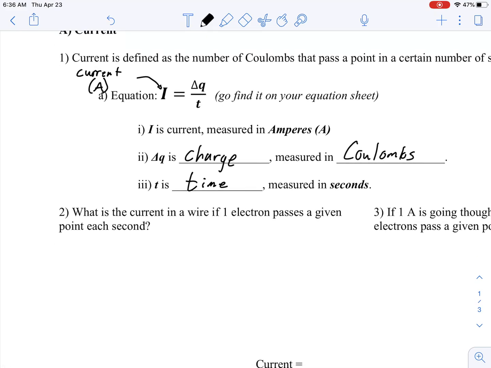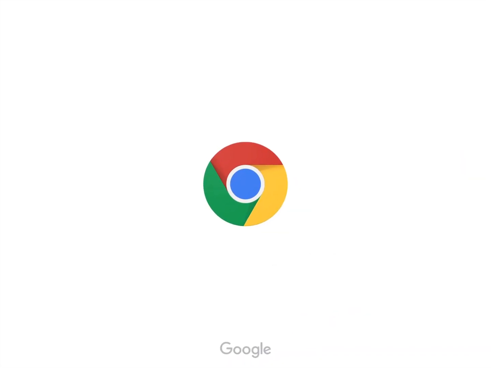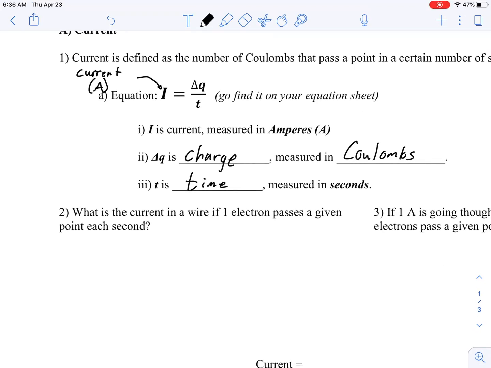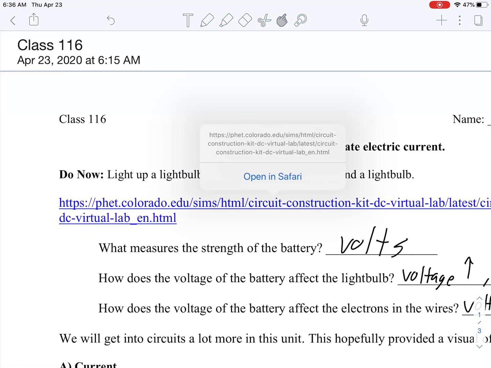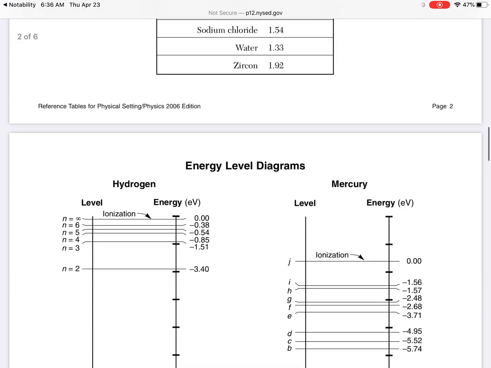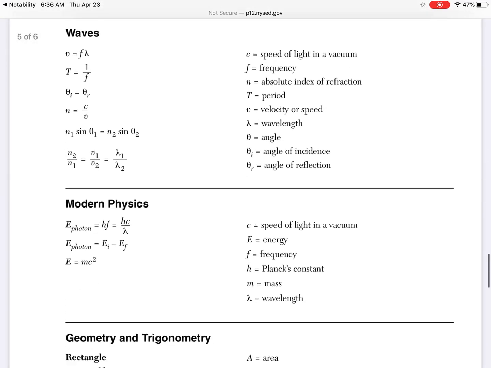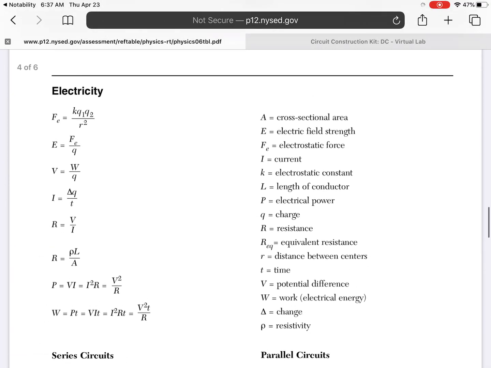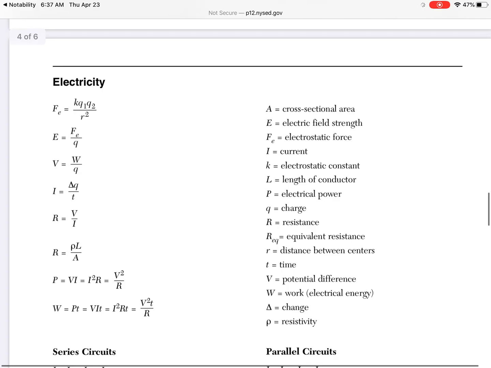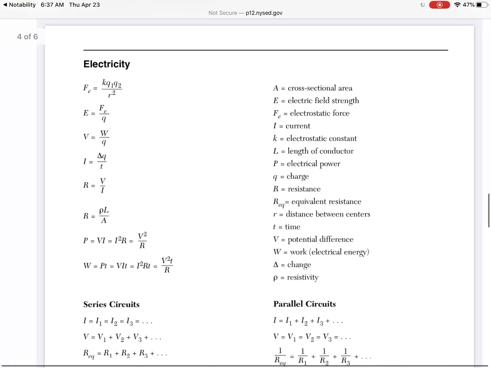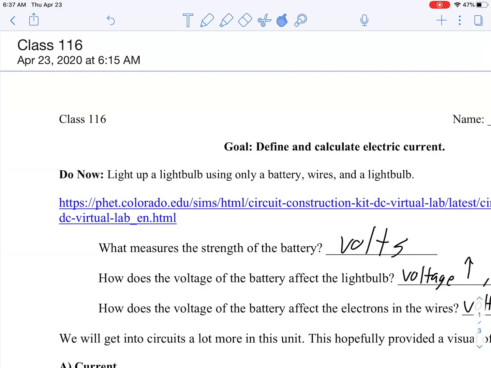So let's try out that equation. Let's check out where it is on the equation sheet first. There we go. All right. I equals delta Q over T under the electricity. I is right here, current. Q is charge, T is time. All right, so it's right there for you on your reference table.